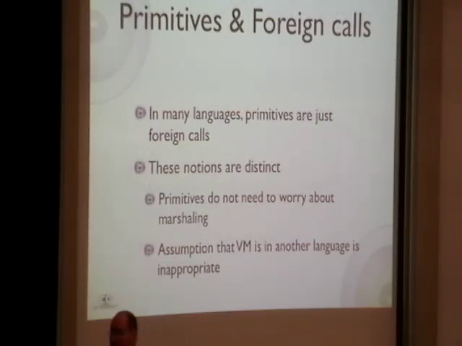Why am I talking about this in the context of interoperability? Well, I just wanted to mention it, but really primitives are very closely related to foreign function calls. In most languages, in a typical situation, like in Java, you write your VM in C. You have a mechanism for calling C. Then you say, well, how am I going to get the VM to do something for me? Well, it already is C code. We'll expose a C call and we'll call that.